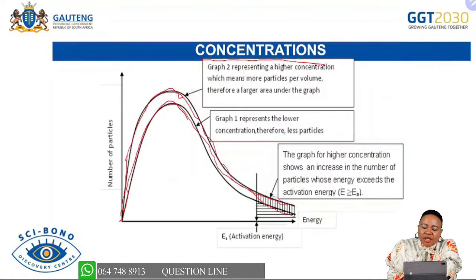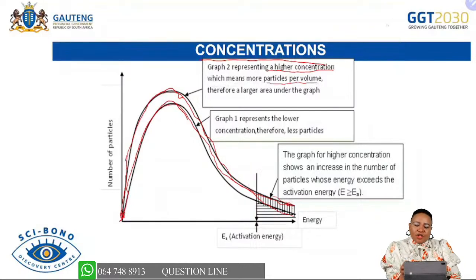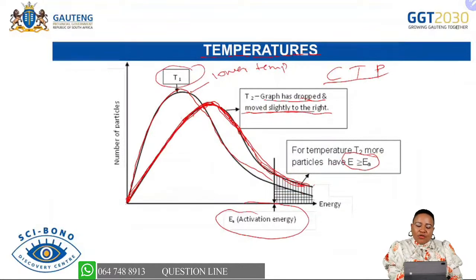So graph 2 is the one that represents a higher concentration, which means that there will be an increase in particles per unit volume. And also, the two graphs will start at the same point, but the one with a higher concentration will end above the first one with a lower concentration. The graph for higher concentration shows the increase in the number of particles whose energy exceeds the activation energy. So you can see that there will be more particles with sufficient energy, which is greater than or equal to activation energy. So we need to know the difference between the graph of temperature and the graph of concentration.